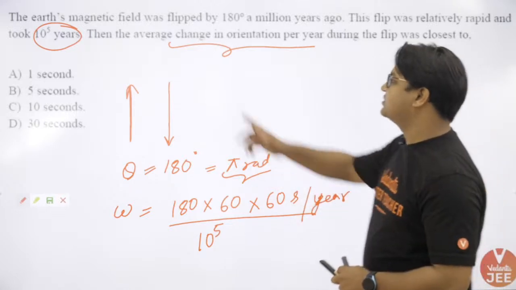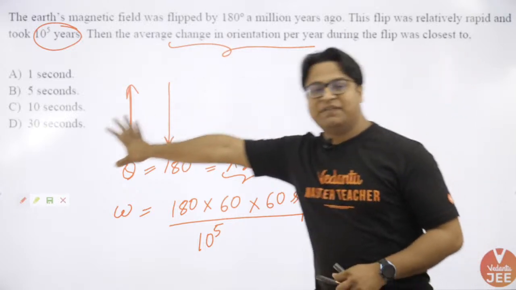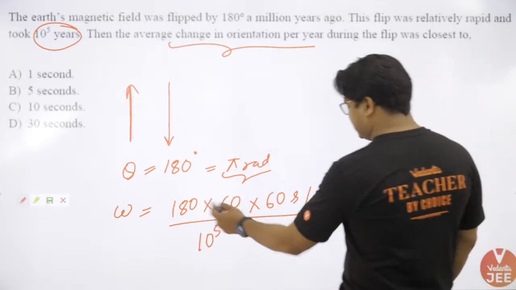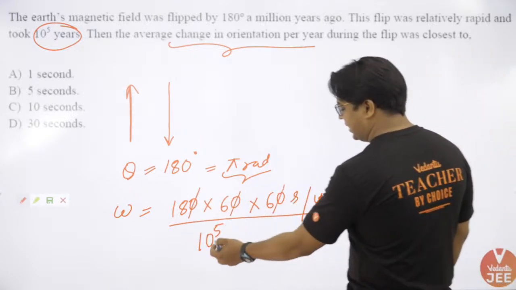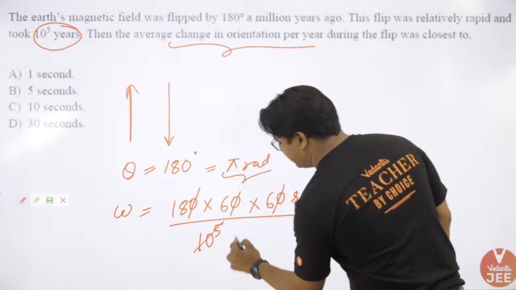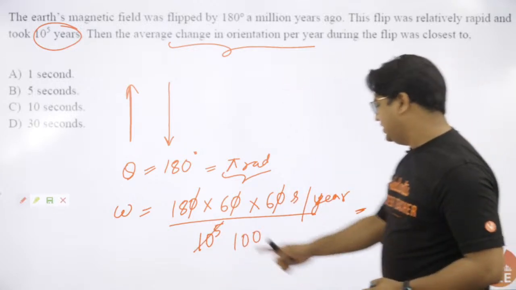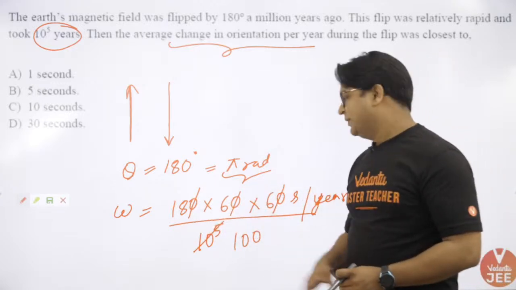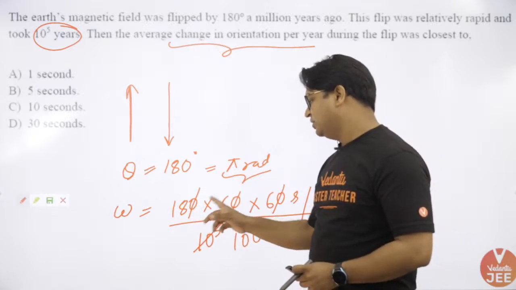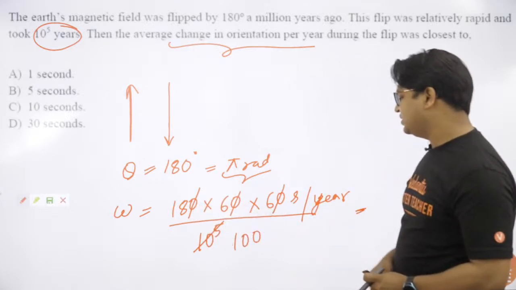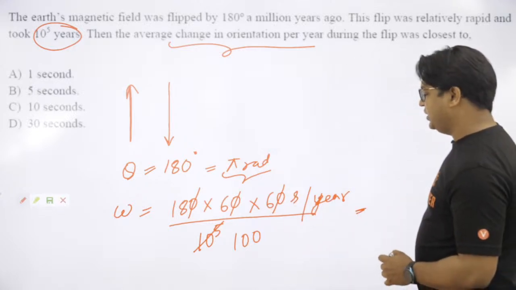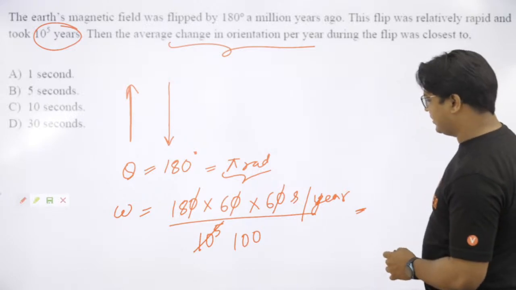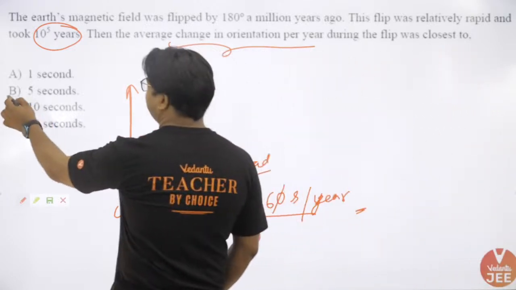Alright, and this is what has been asked: change in orientation per year, and we have to answer the question in seconds. So we just need to finish this calculation, that's all. So 3 zeros, we lose 3 zeros, and 100 will be there. Now this will become 100, and 18 into 6 divided by 100. So how much will that be? 18 into 6, this will be around 108. Alright, 108 into 6, so that would be around 650 sort of thing. And then when I divide it with 100, I think the closest answer would be 5 seconds.